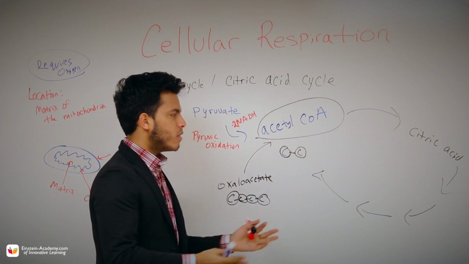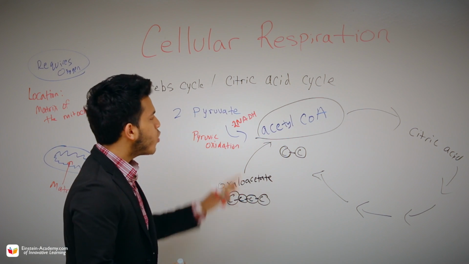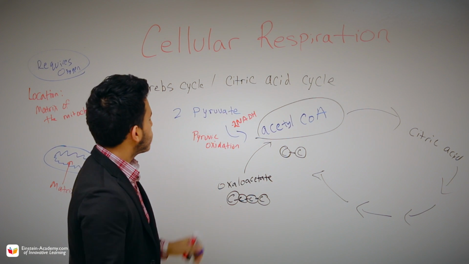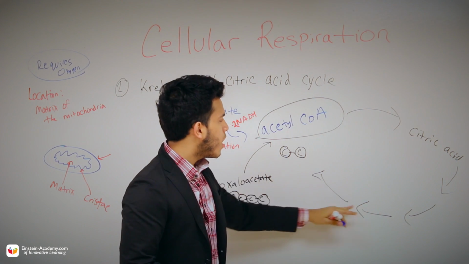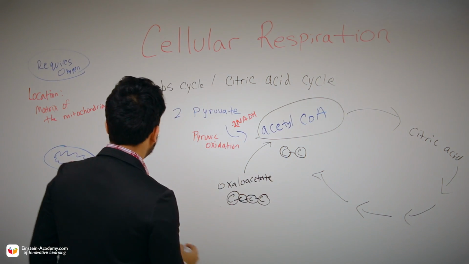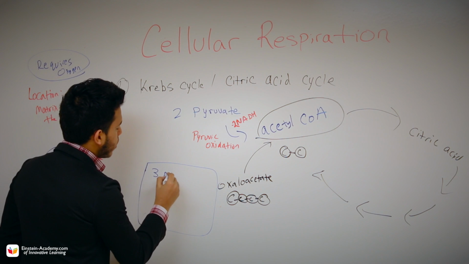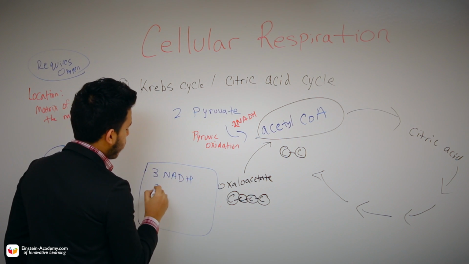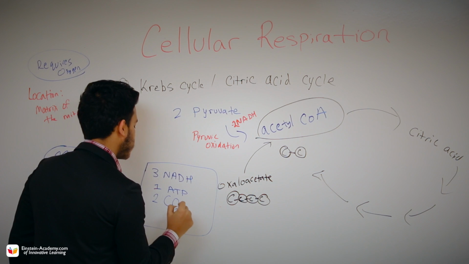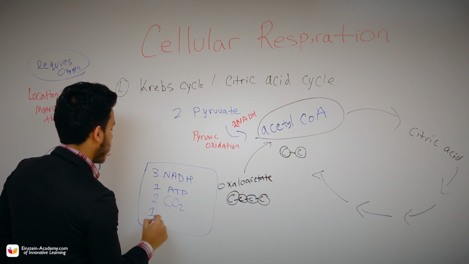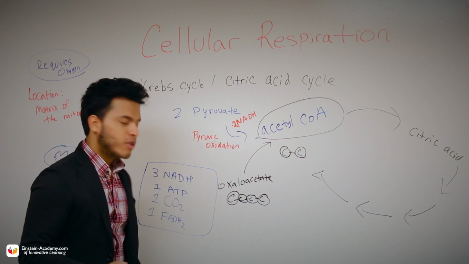What's the point of this? We made some citric acid, great. But I don't really care about that yet. I want to focus on the products of the Krebs cycle. So, for each pyruvate which undergoes the Krebs cycle, you get some certain products. You get 3 NADH molecules, you get 1 ATP molecule, you get 2 CO2 molecules, and you get 1 FADH2 molecule.